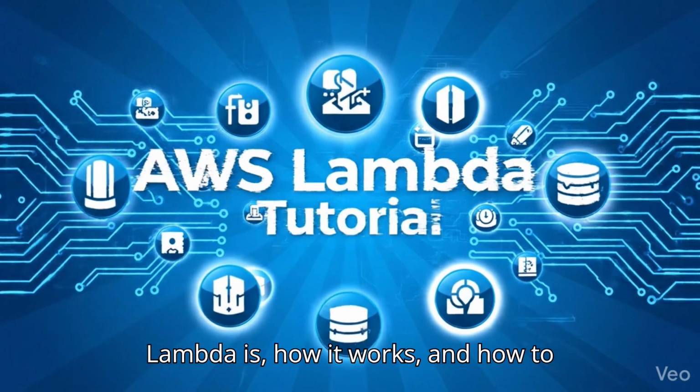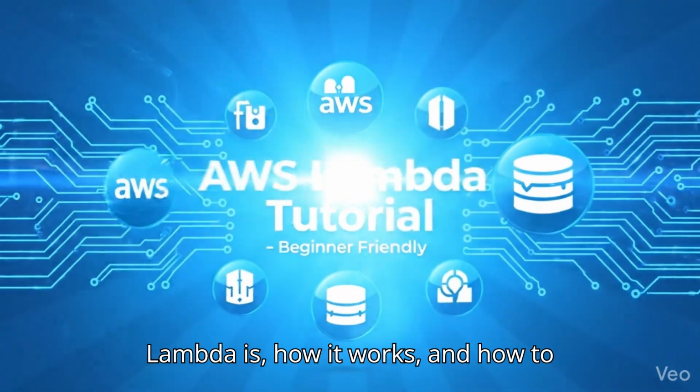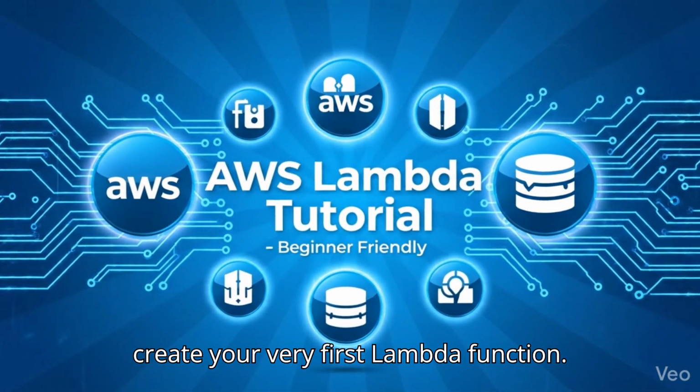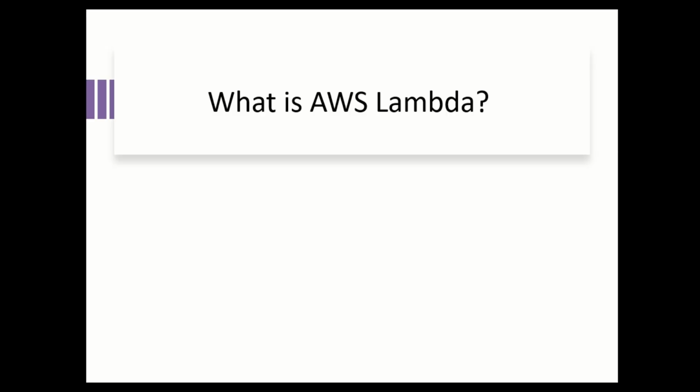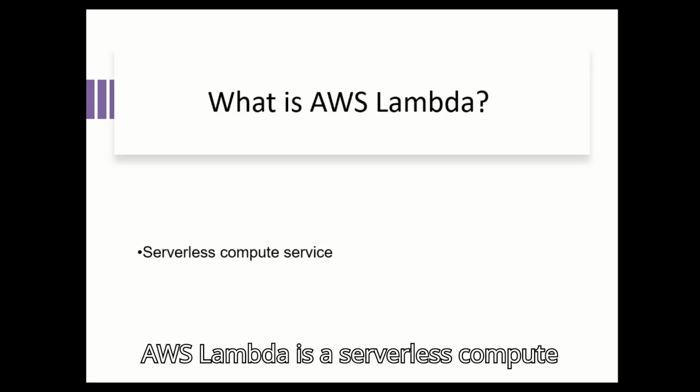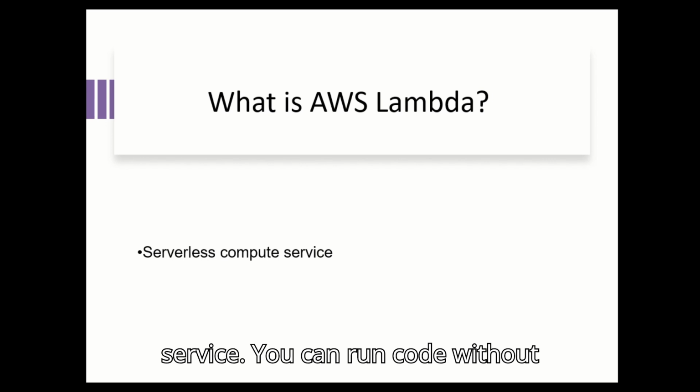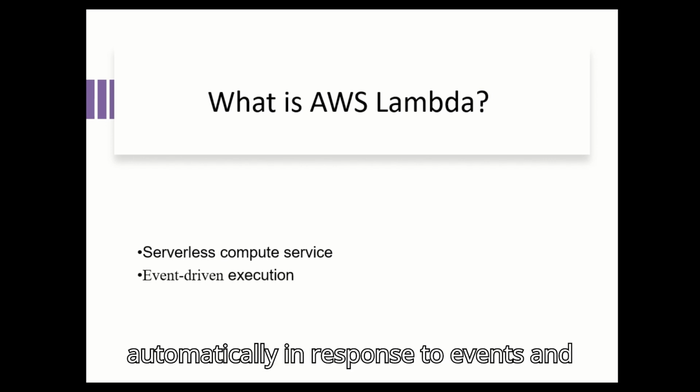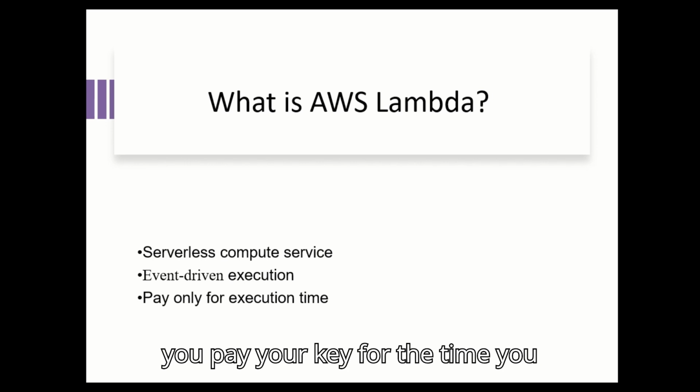Today we will cover what Lambda is, how it works and how to create your very first Lambda function. Let's get started. AWS Lambda is a serverless compute service. You can run code without managing servers. Lambda executes automatically in response to events and you pay only for the time your code runs, making it cost efficient and scalable.